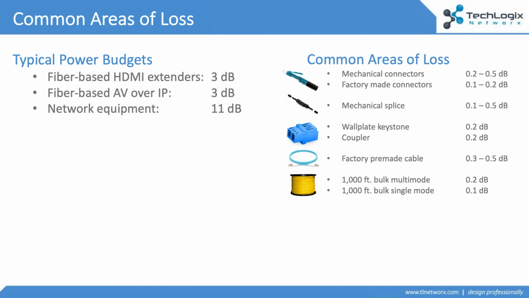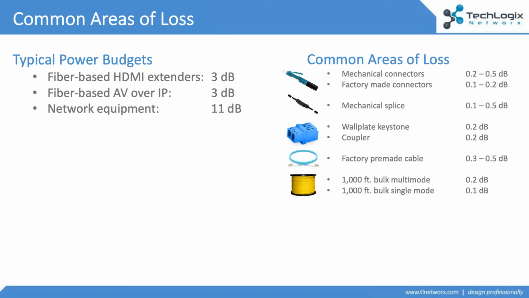Now, what's going to create this loss, the incidence of loss? Mechanical connectors on your cable. Factory-made connectors, they even have some loss. Now, it's about half the amount of loss. As I mentioned before, a premade cable is actually far more tolerant to loss than a mechanical connector is. Splices, wall plate keystones, couplers, right? All of these different things in the installation have the potential to create loss.